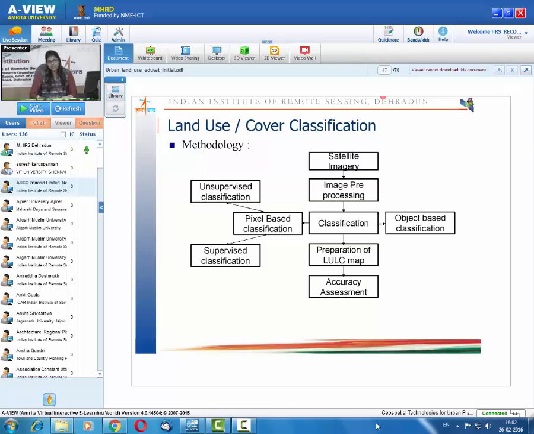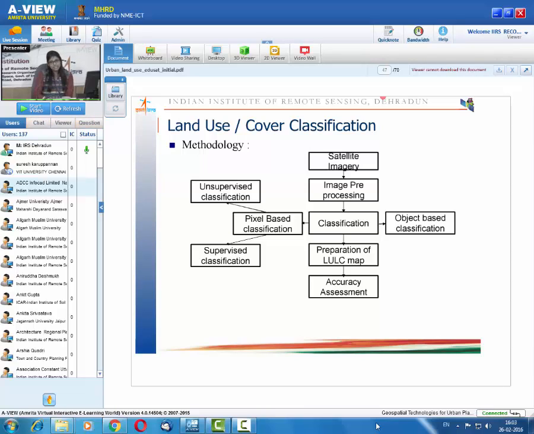Training sets means we know about the area, and based on our previous knowledge, we assign a class to each pixel. For example, based on our knowledge of visual interpretation, one pixel having dark red tone will certainly be associated with forest. Then one pixel associated with dark cyan color will be associated with built up. So likewise, we give training sets to the image, and then we classify the image.